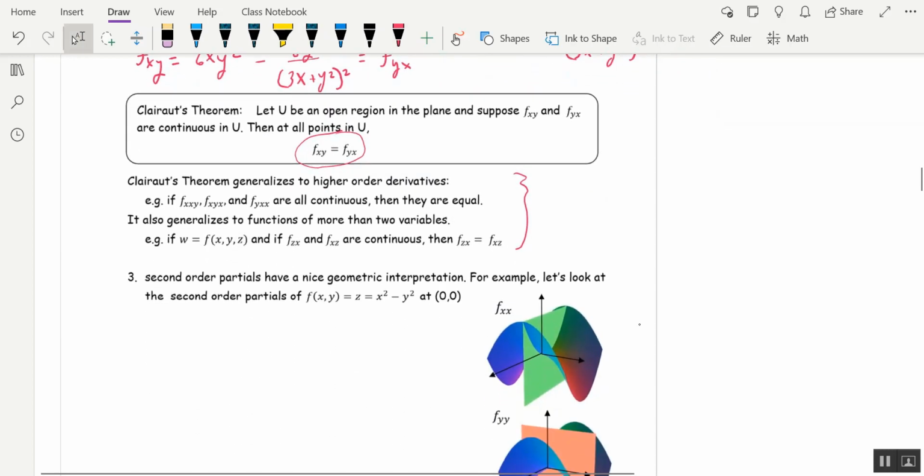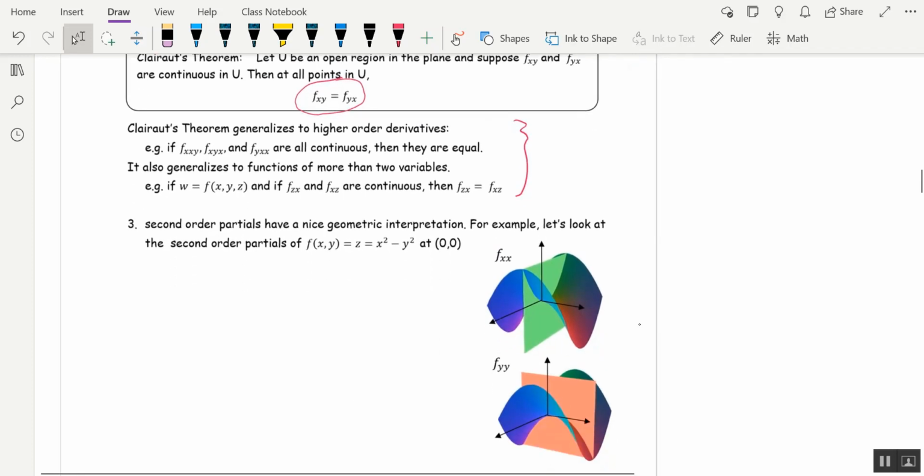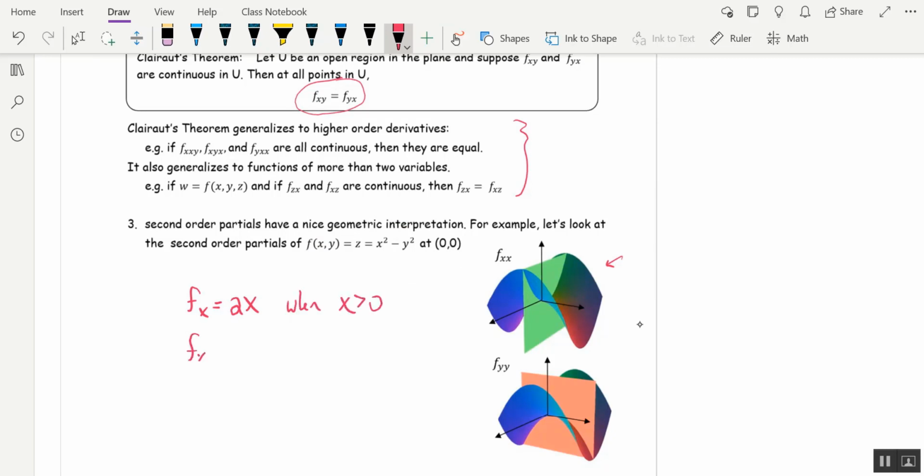All right, I want to end with a geometric interpretation of second order partials. So take a look at this function here. f equals x squared minus y squared. I've got a picture right here. Let's find f sub x. That's 2x. And notice that when x is positive, f sub x is positive, and f is an increasing function. We know positive derivative means increasing. So what I'm looking at is this curve here. Right there, you can see that as x increases, the values of the function increase on that line.